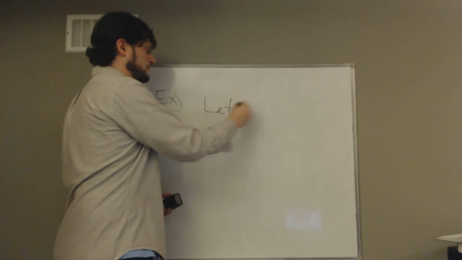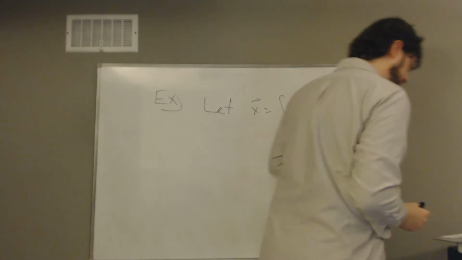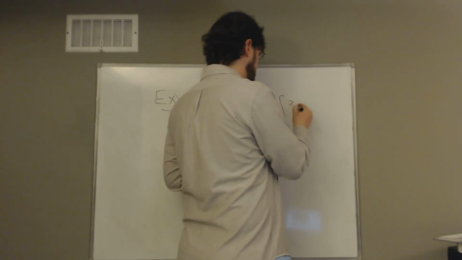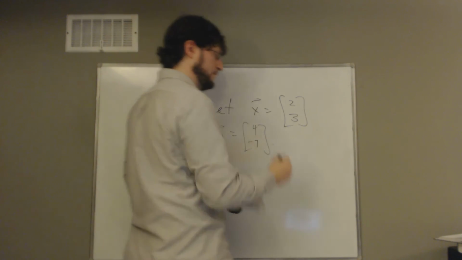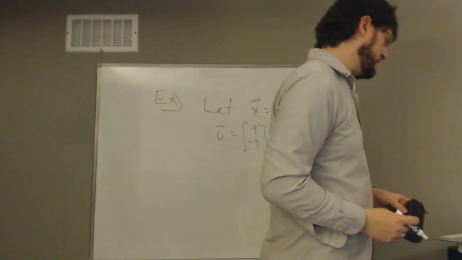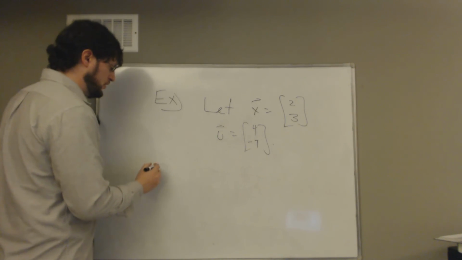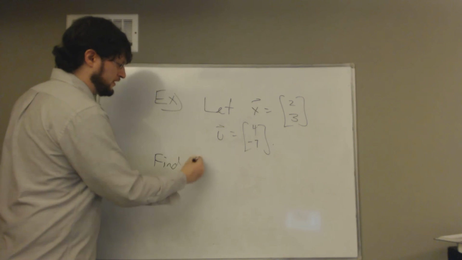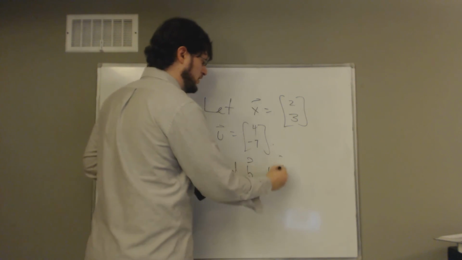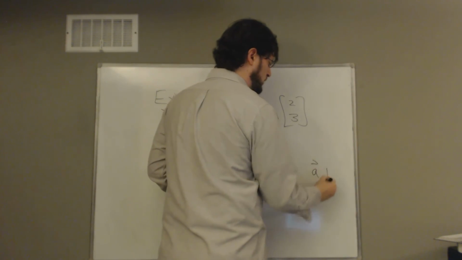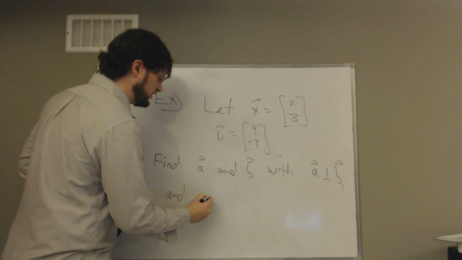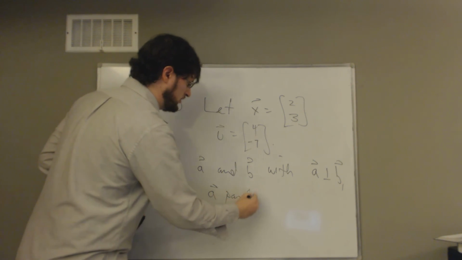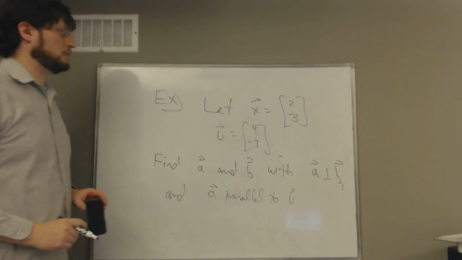Okay, so let's look at something a little bit different. Let's let x be the vector 2, 3, and we'll let u be the vector 4, minus 7. Let's express x as a sum of two vectors. Let's find vectors A and B where each of these vectors are orthogonal. So A is orthogonal to B, and I want A to be in the same direction as u. So A is parallel to u. That's what I'm looking for.